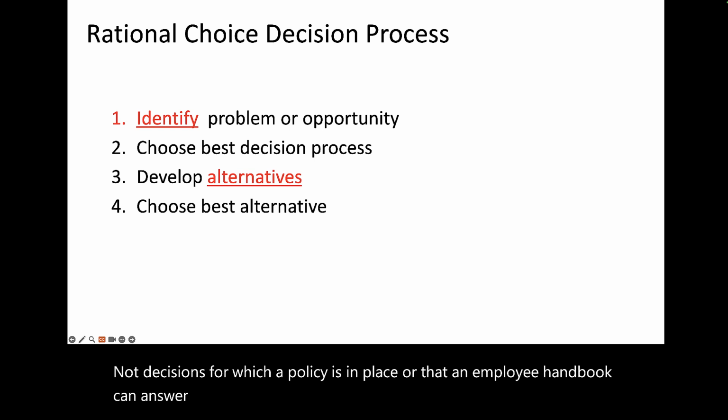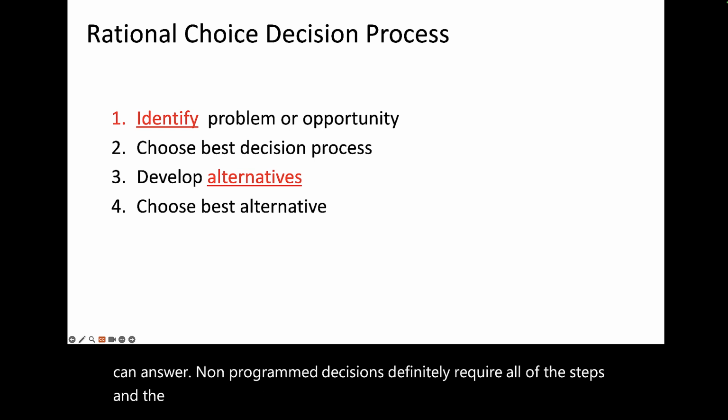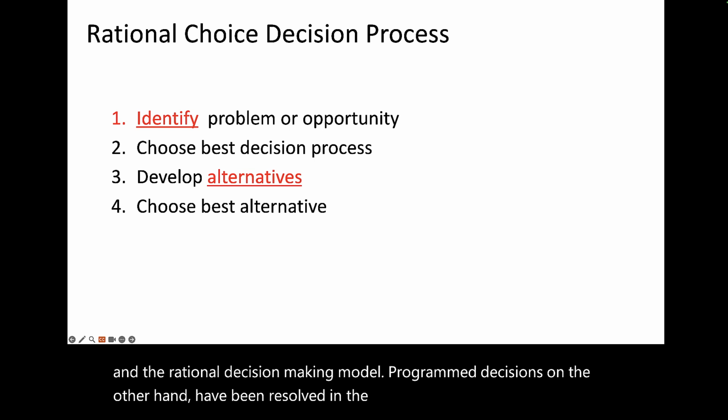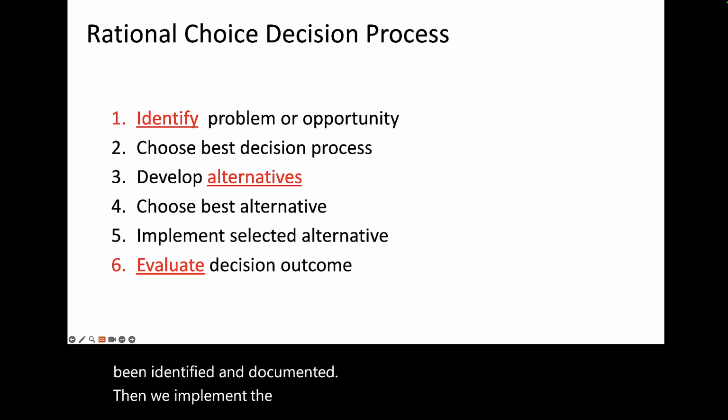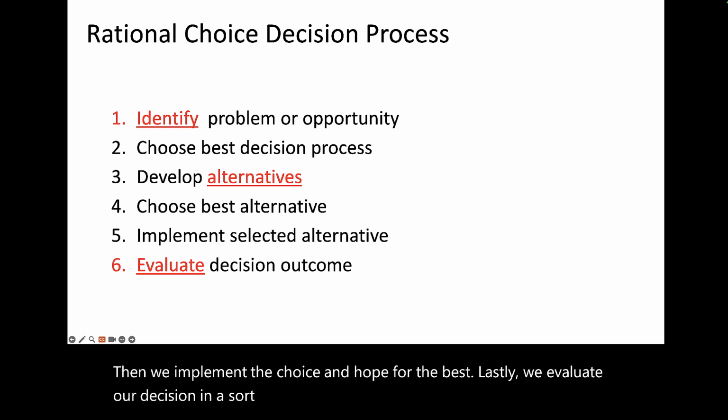Non-programmed decisions definitely require all of the steps in the rational decision-making model. Programmed decisions, on the other hand, have been resolved in the past, so the best solution has already been identified and documented. Then we implement the choice and hope for the best. Lastly, we evaluate our decision in a sort of feedback loop. Let's move on.